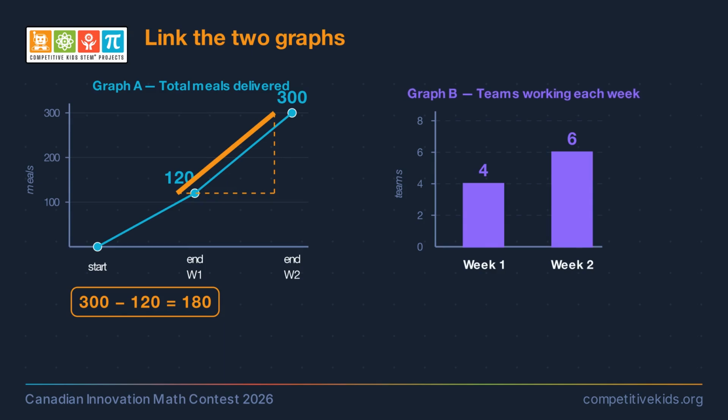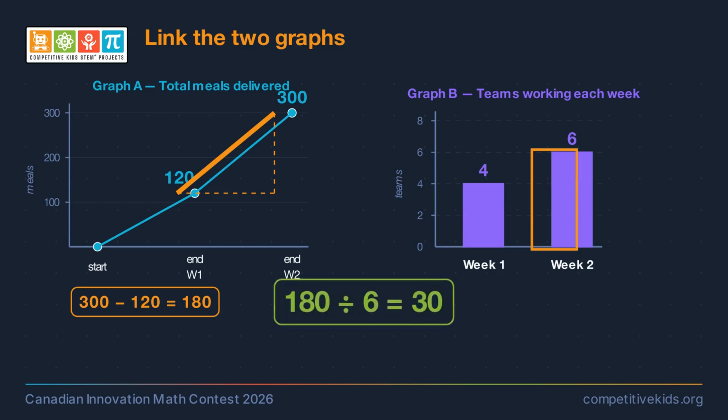Now turn to graph B for the count. In week 2, there were 6 teams, so we have one number from each graph. 180 meals from graph A, 6 teams from graph B. To get the share for one team, divide. 180 divided by 6 is 30. Each team delivered 30 meals.